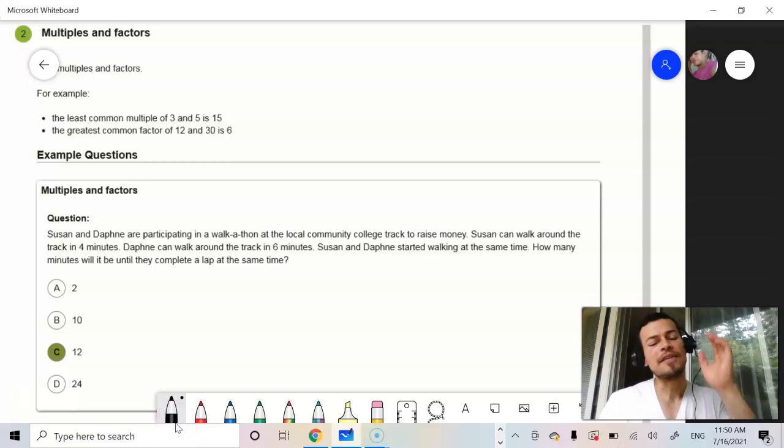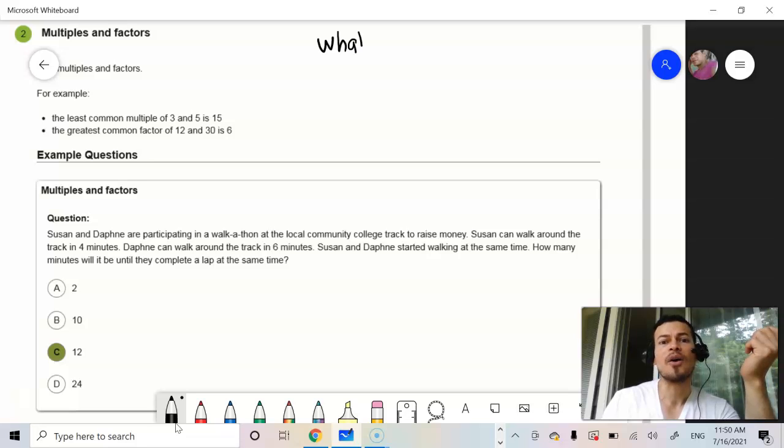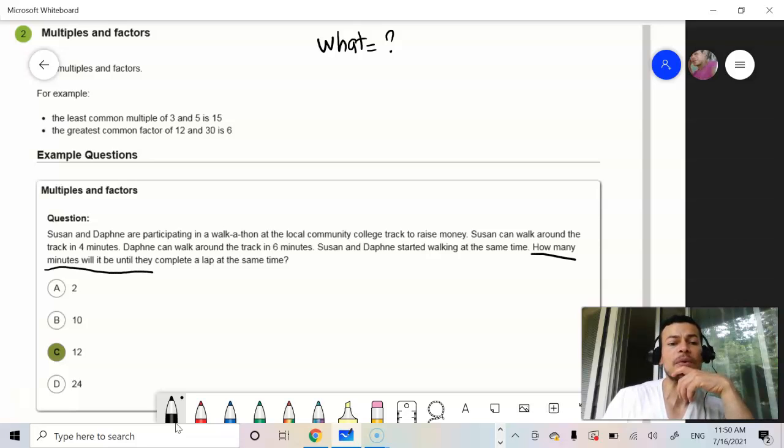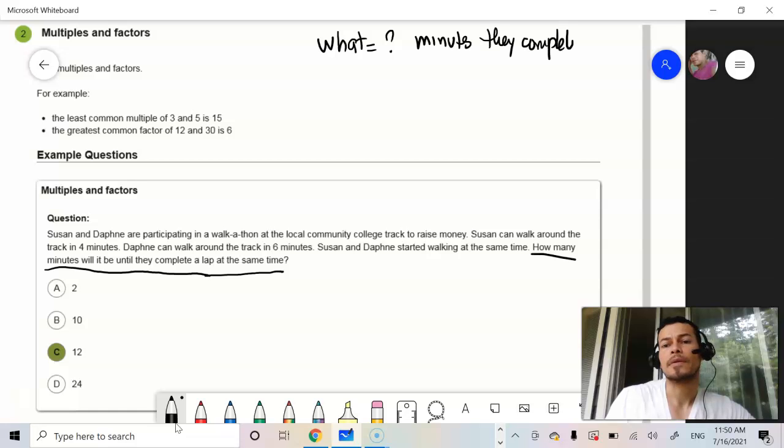So every single time that you are gonna solve a word problem, you need to write or find out what the problem is asking you to find. Okay, so the problem in this case is asking us to find how many minutes will it be until they complete a lap at the same time. So minutes, they complete a lap at the same time.